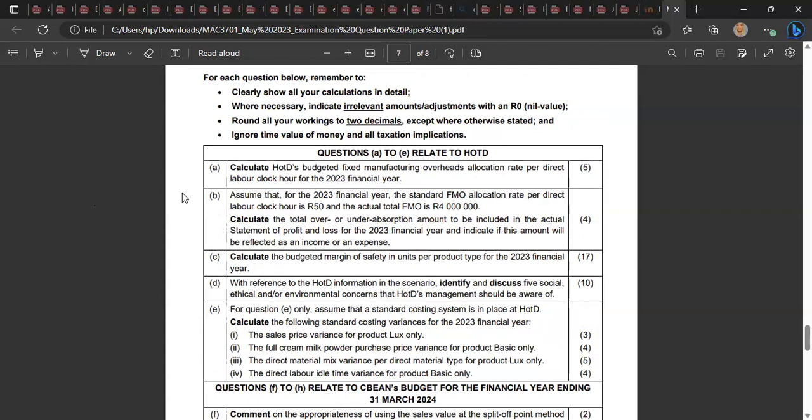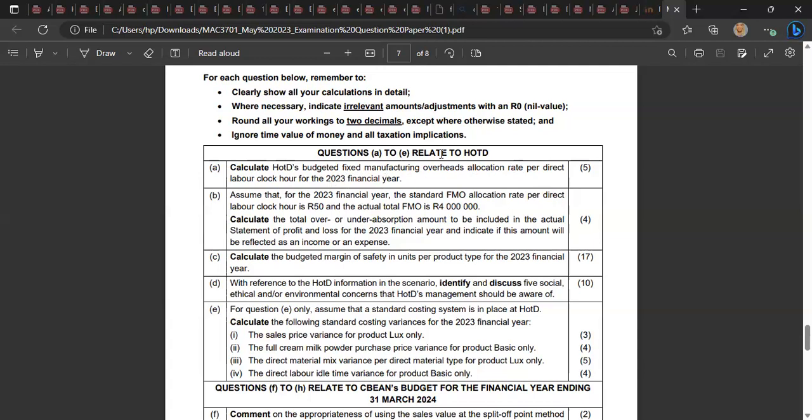All right, so question A, we'll just discuss this now. What's important again here is when you read a question like calculate the budgeted fixed manufacturing overheads allocation rate per direct labor clock hour for the 2023 financial year, in your mind, you must already be thinking, okay, what formula am I going to use for this question? If you're dealing with a budgeted fixed manufacturing overhead allocation rate, you're looking for an overhead absorption rate or an overhead allocation rate.